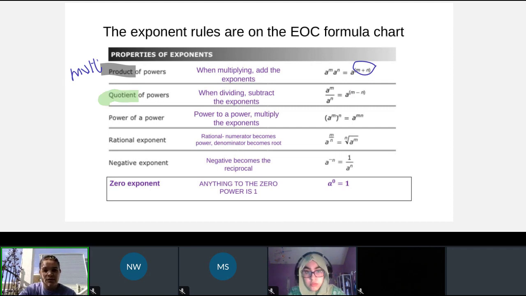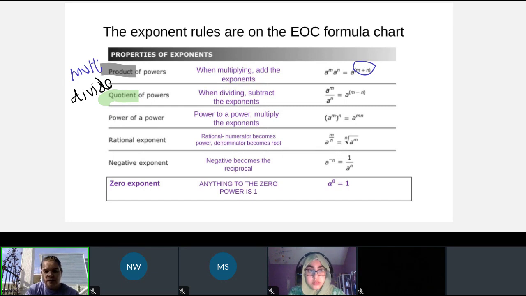Quotient, that is the answer to a division problem. So this is going to be when you divide. Okay. When you divide, your base is going to stay the same, and you're going to take the top number and subtract the bottom exponent.